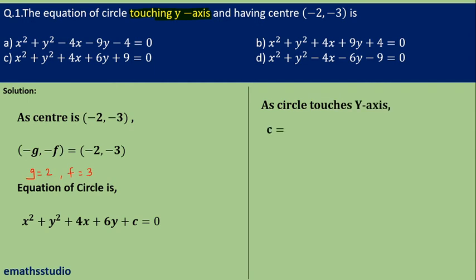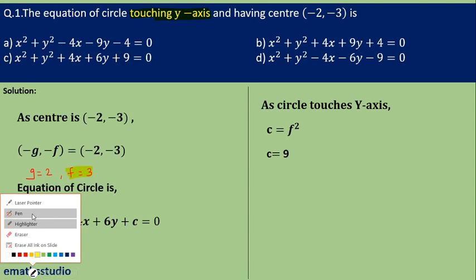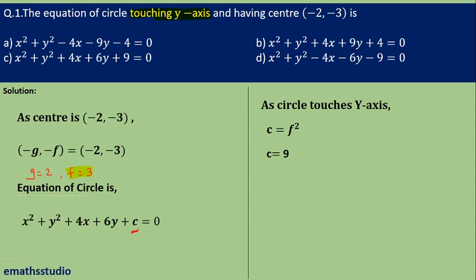If the circle is touching the y-axis, we have written the theory c is equal to f square. The value of f we have already obtained, which is 3. So if I put this value here, we can write c is equal to 9. Now c is equal to 9. If you put this in the equation, then the circle's equation can be simply written as x square plus y square plus 4x plus 6y plus 9 is equal to 0.